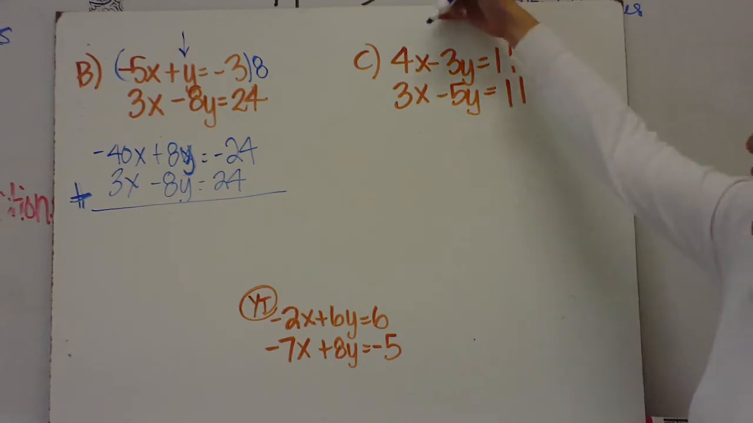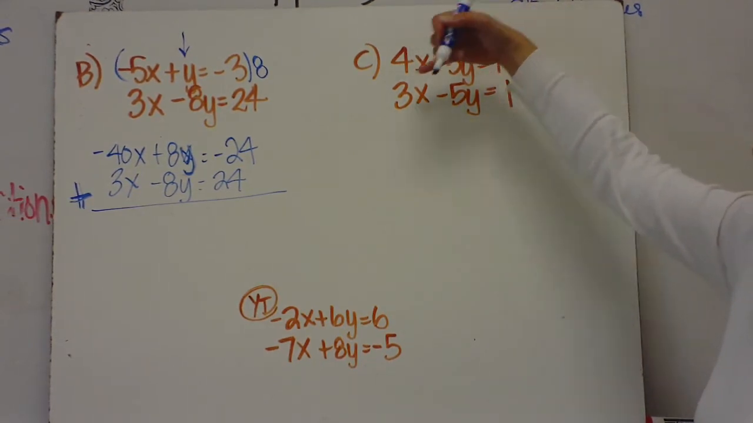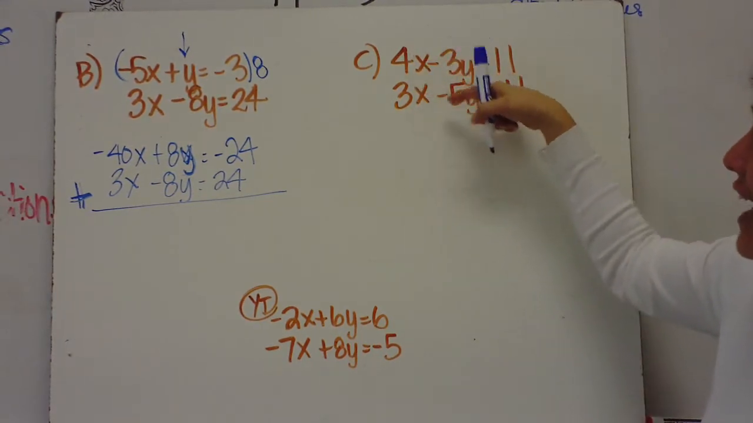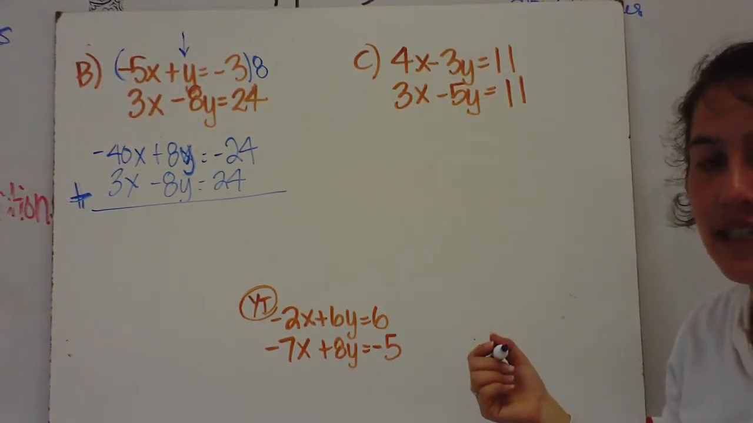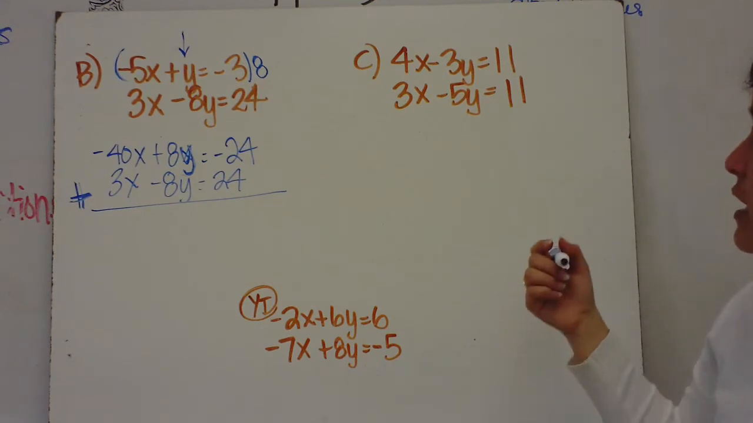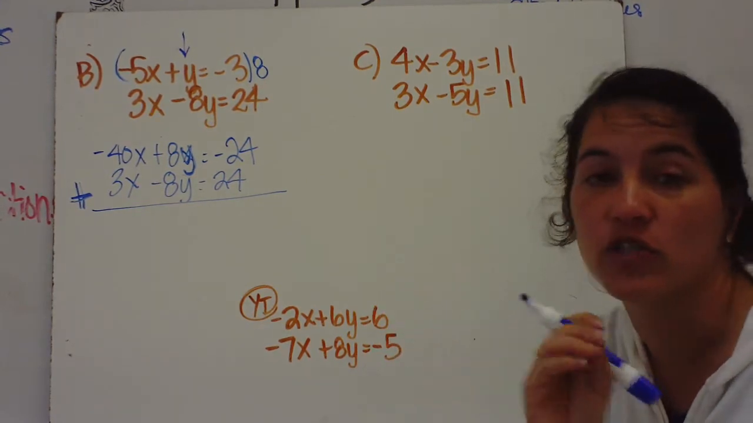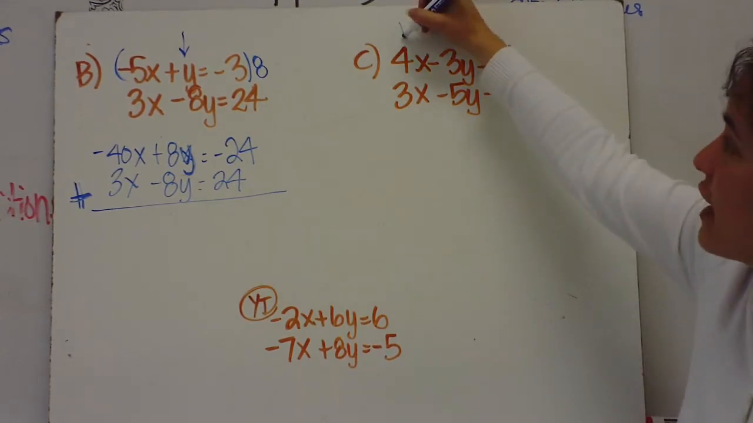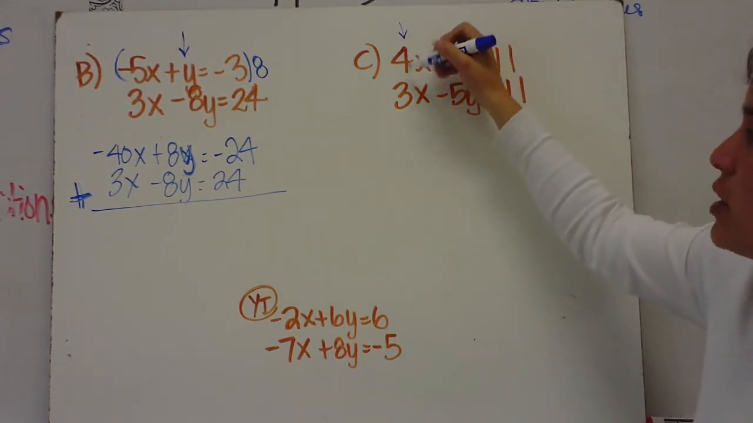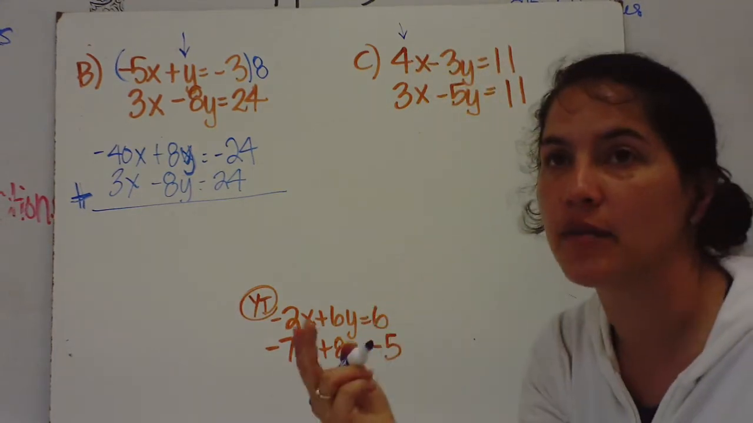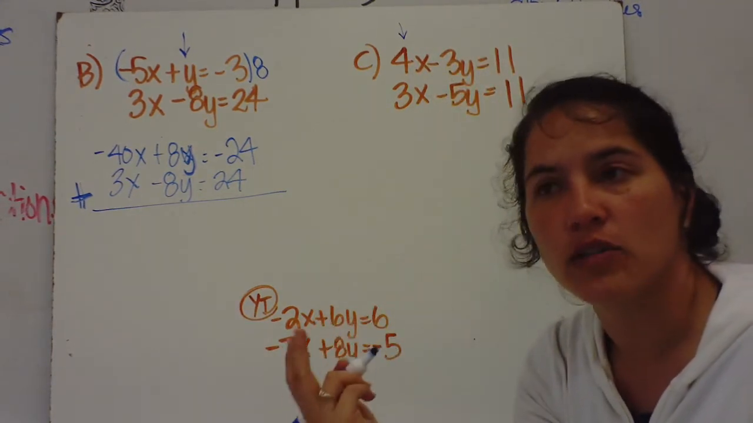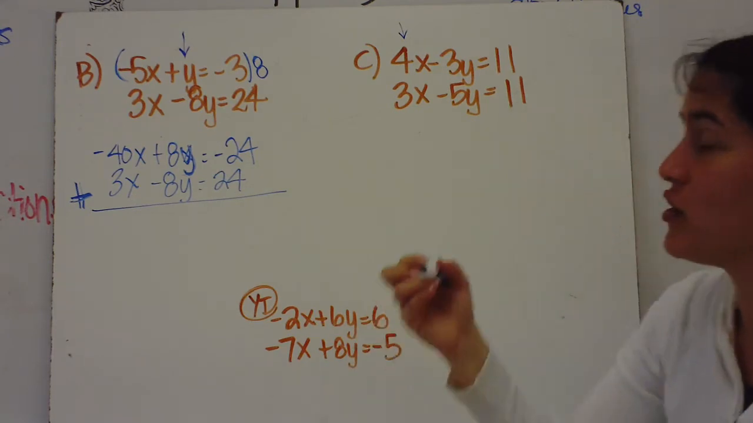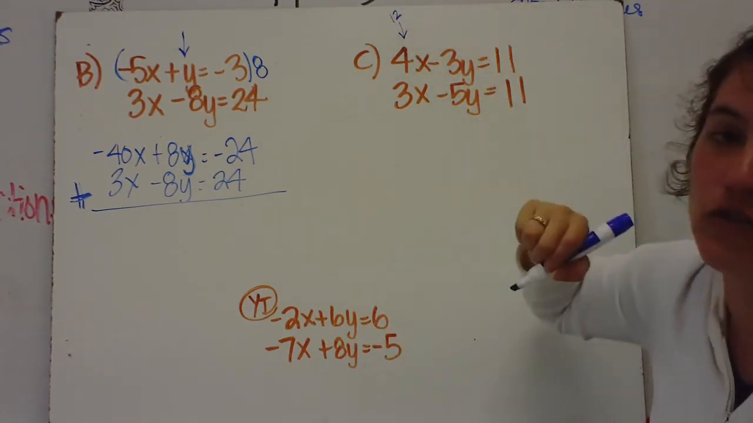Example C. I have a 4x minus 3y, and I have a 3x minus 5y. Now this one is a little tricky because we can't just multiply one equation easily, so we might have to multiply both equations. And you can honestly pick which variable you want to focus on. I'm going to focus on the x's. What can I multiply these two equations by to end up getting the same number? So you have to think of a multiple of 4 and a multiple of 3. And a multiple of 4 and a multiple of 3 would be 12. So our goal is to get to a 12.